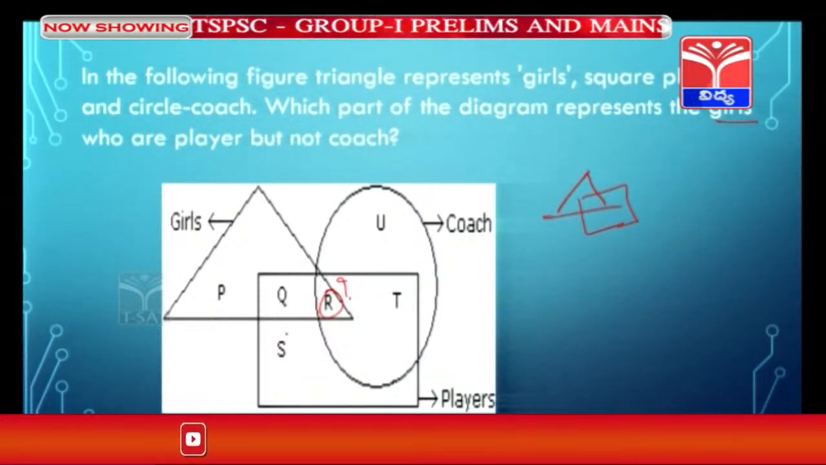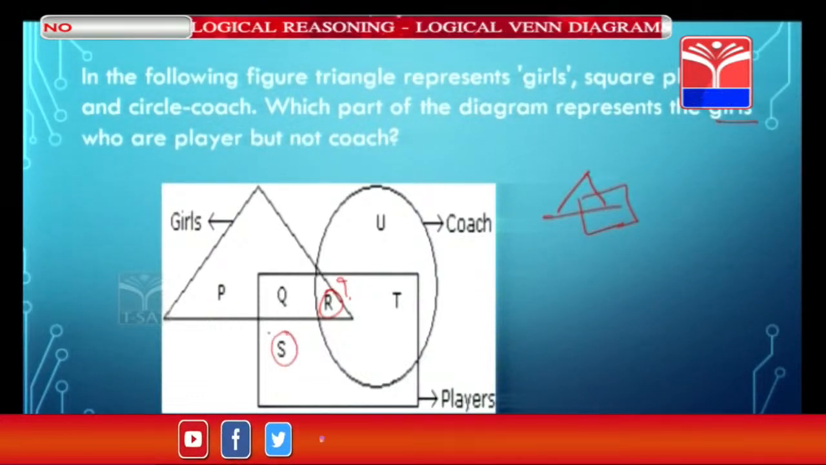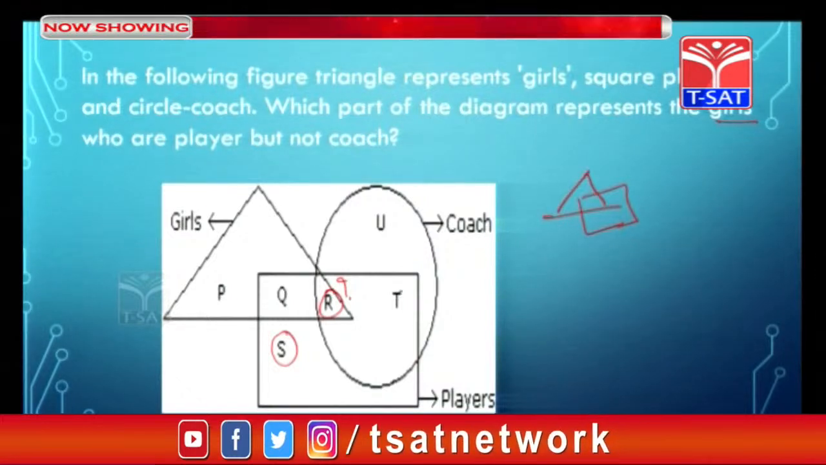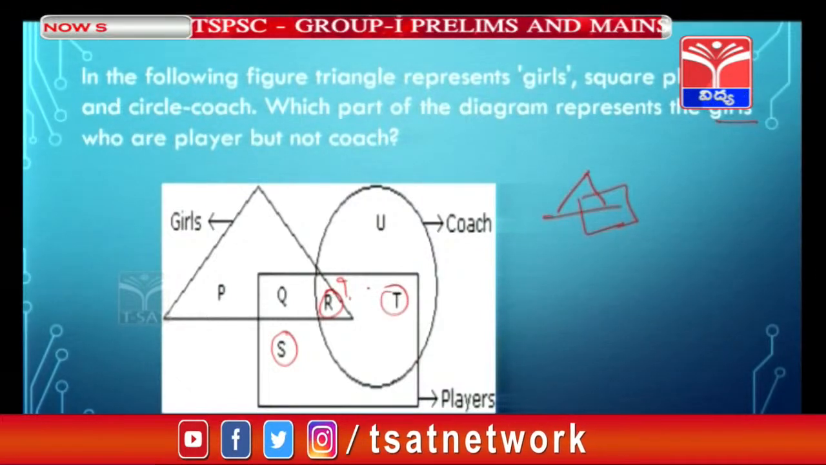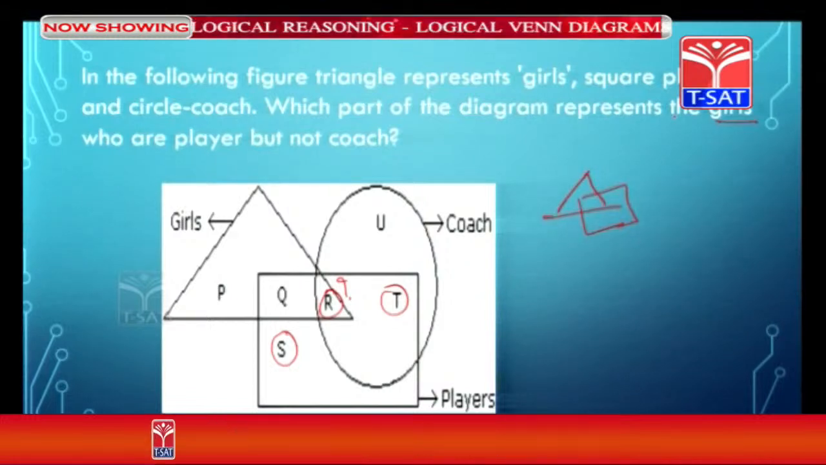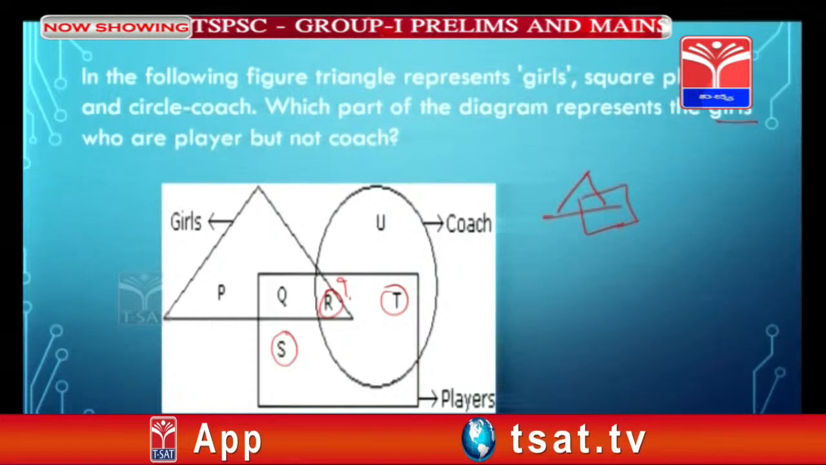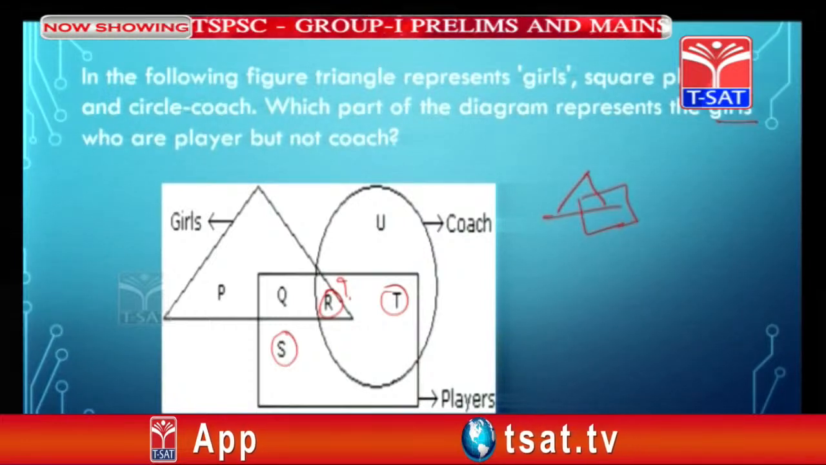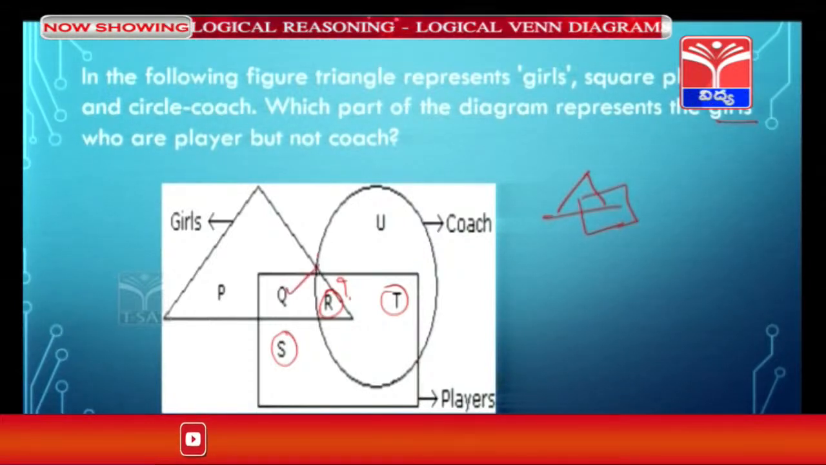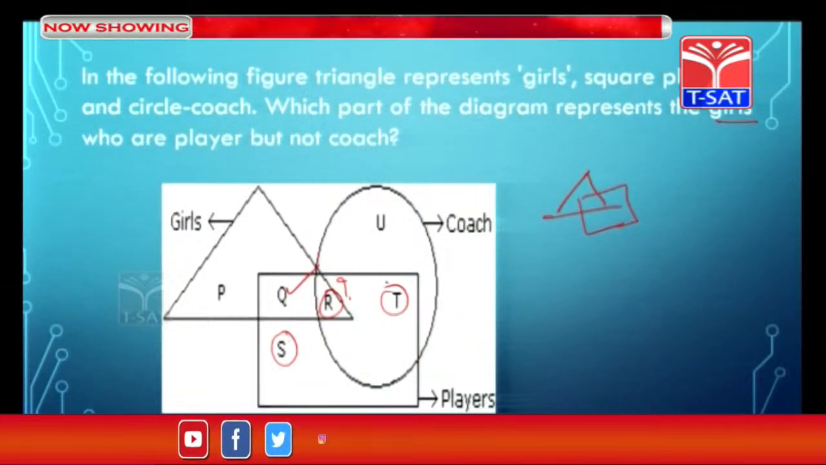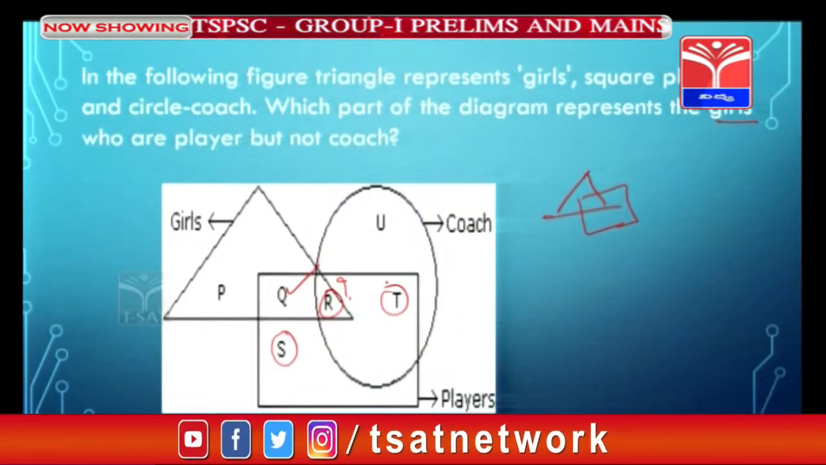What is S here? They are players only. What is T here? T means the players who are coach also. Like this, you have to identify each one. For this question, what is the answer? Q, which means the girls who are players but not coach.